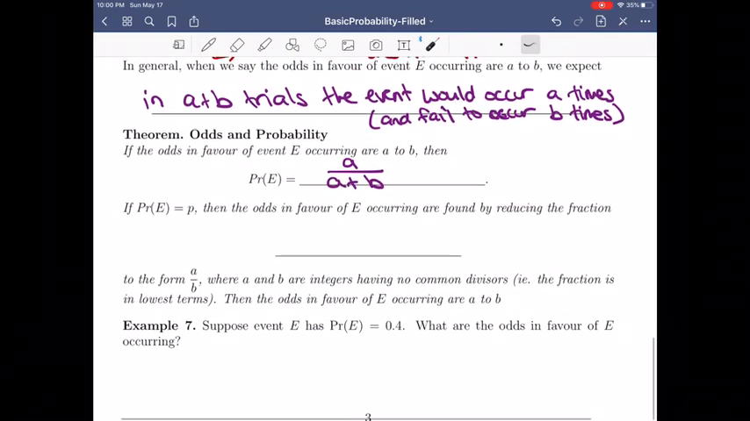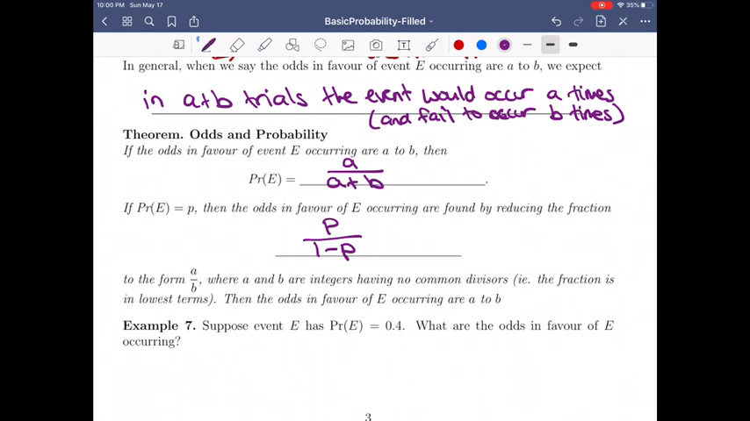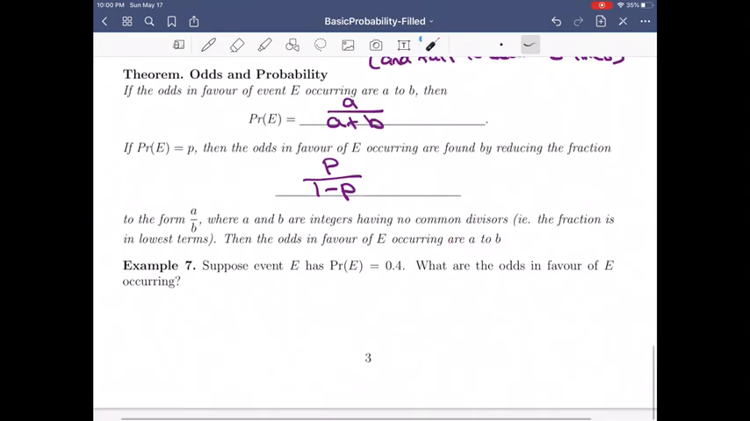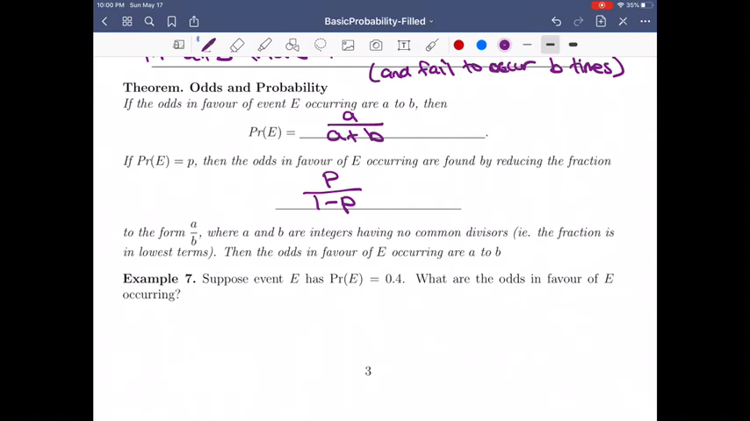Now, if you know the probability of E is P, then the odds in favor of E occurring are found by reducing the fraction P over 1 minus P. What you want to do is reduce this to lowest terms. If A over B is this fraction in lowest terms, then the odds in favor of E are A to B. I wanted to do a quick example of that so we can see how this works.